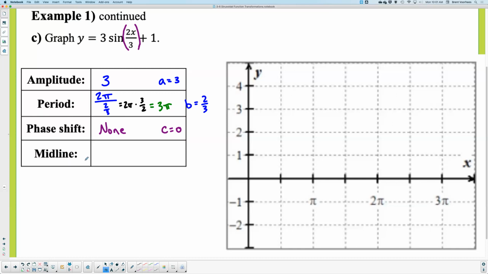And now midline. What's our midline on this equation? Because our D value is 1. All right, here we go again. At 1, this time I'm going to get it right. At y equals 1, we have our midline.